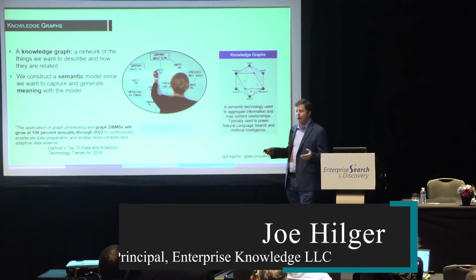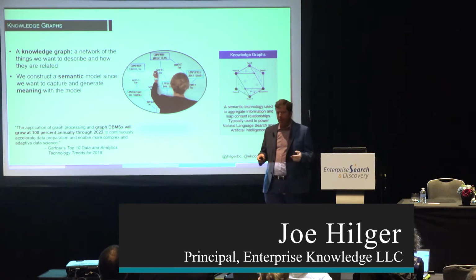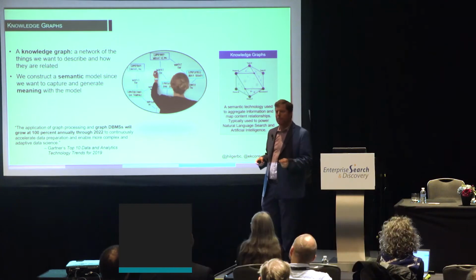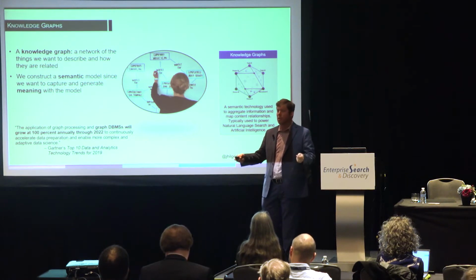Knowledge graph is really a network of things and how they're related. And this, it's what Google is basing search on in the future. Google is betting search on knowledge graphs.